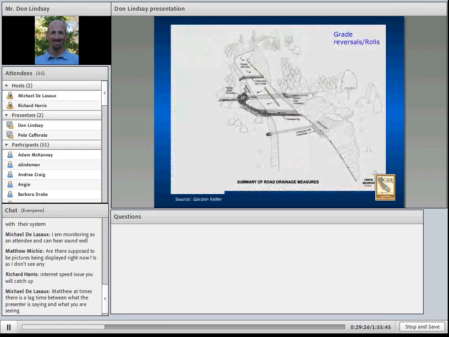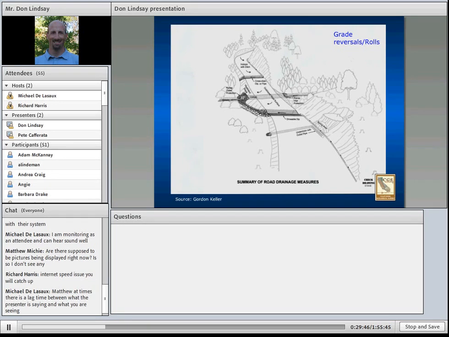The last drainage structure I will discuss are grade reversals and rolls. A simple hump or dip in the road can form a grade reversal that can reduce the need for other drainage structures, including rolling dips, cross drains, etc. The rolls are where the road surface simply rolls from side to side.